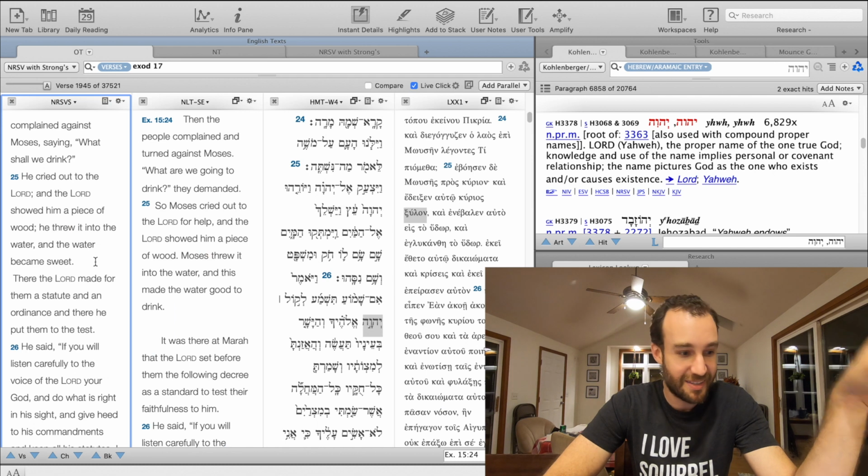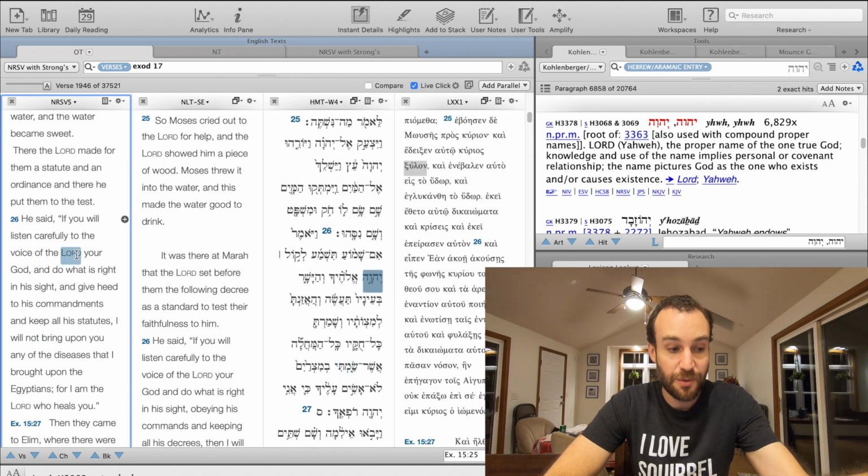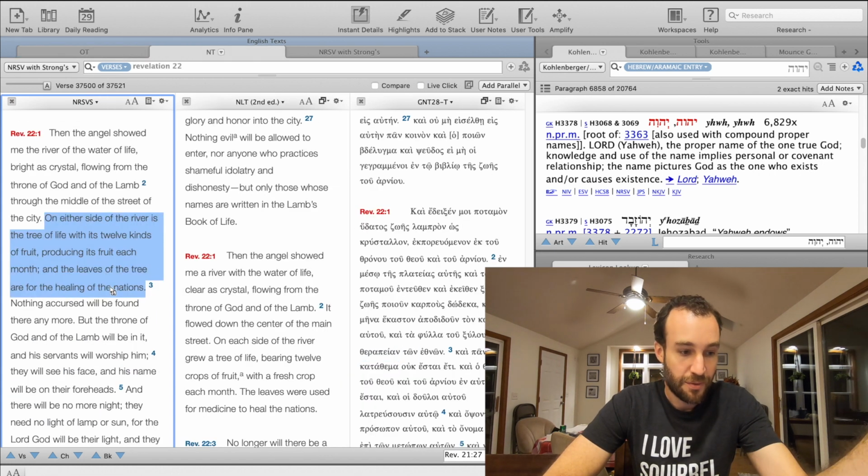But go back to Exodus and look what it says. It says, if you listen carefully to the voice of the Lord your God and do what's right in his sight and give heed to his commandments and keep all his statutes, I will not bring upon you any of the diseases that I brought upon the Egyptians, for I am the Lord who heals you, for the healing of the nations.